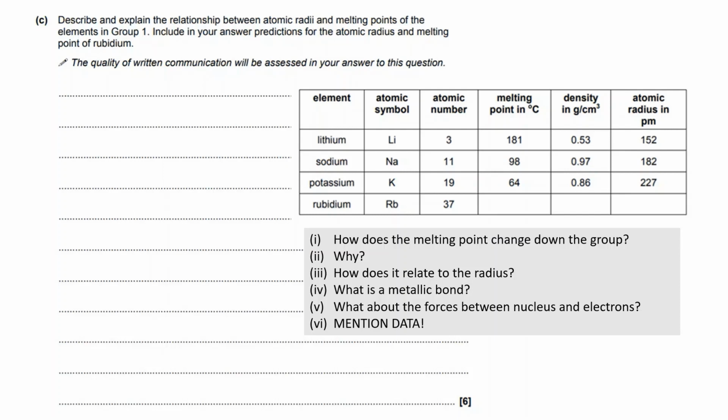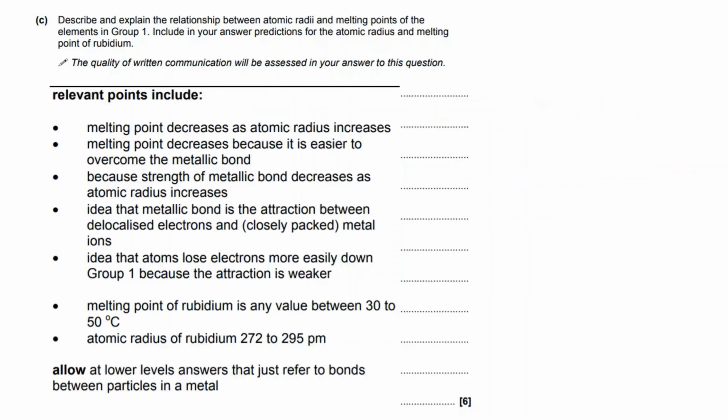How does the melting point change down the group? Why? How does it relate to the radius? What is a metallic bond? What about the forces between nucleus and electrons? Mention data. Right, so the answer is here.